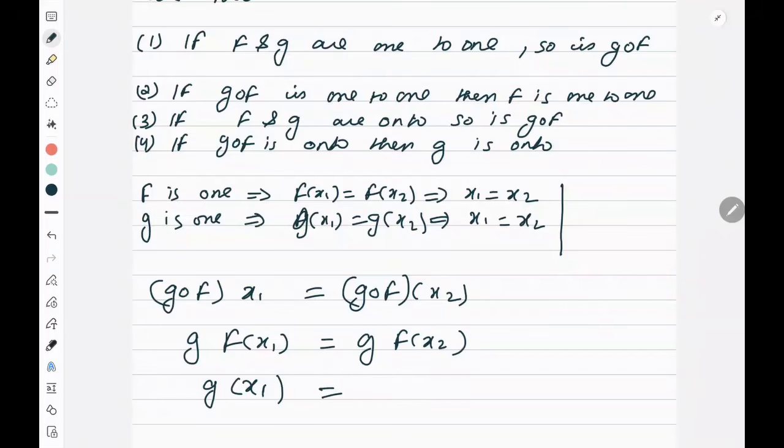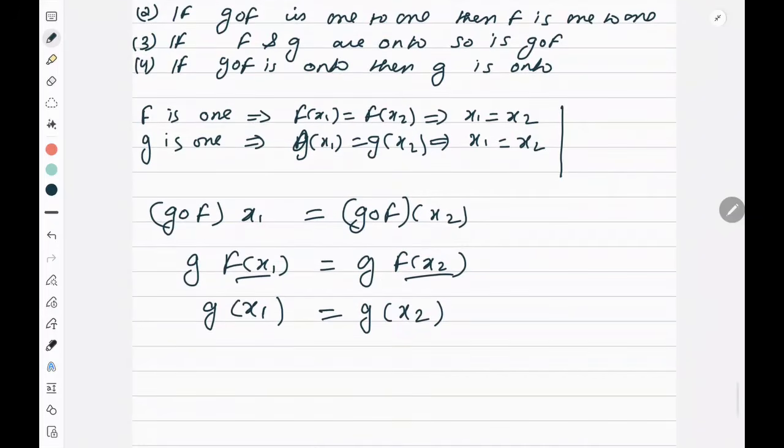Right? And g of f(x1) will become g of x2, because this is one-one, so f of x1 is equal to x1. And now g of x1 is what? It is x1, which is equal to x2. So my result is proved.